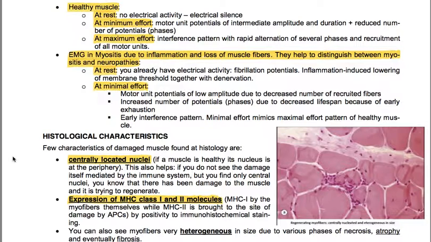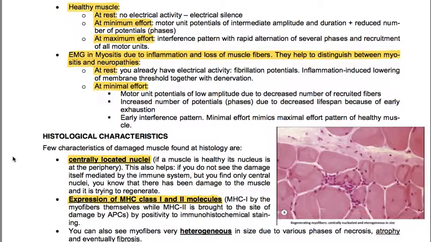EMG in myositis shows changes due to inflammation and loss of muscle fibers. They help in distinguishing between myositis and neuropathies. At rest, you already have electrical activity, fibrillation potentials. At minimal effort, you have motor unit potentials of low amplitude due to decreased number of recruited fibers, increased number of potential phases due to decreased lifespan because of early exhaustion, and early interference pattern. Minimal effort mimics a maximal effort pattern of healthy muscle.